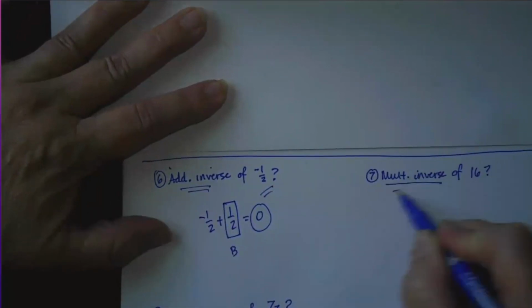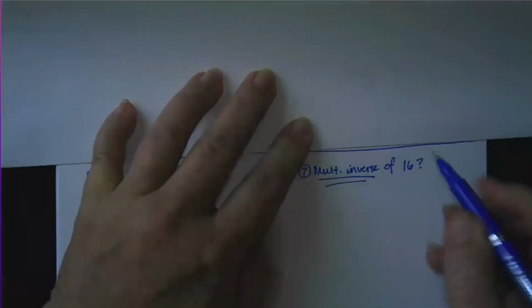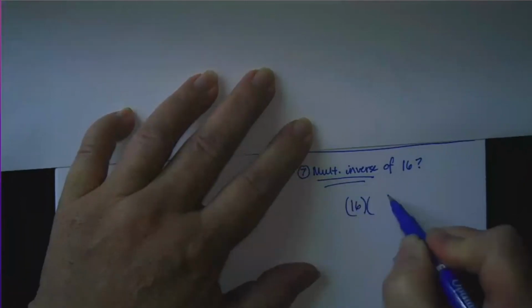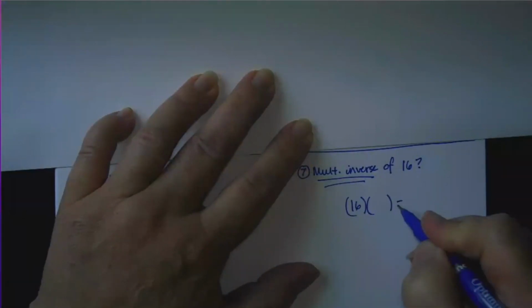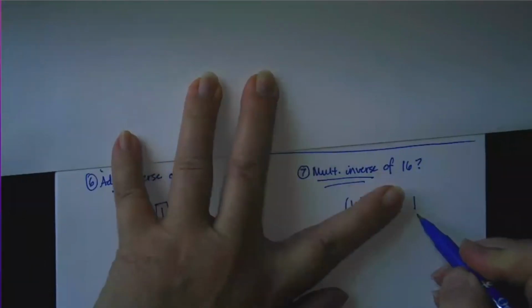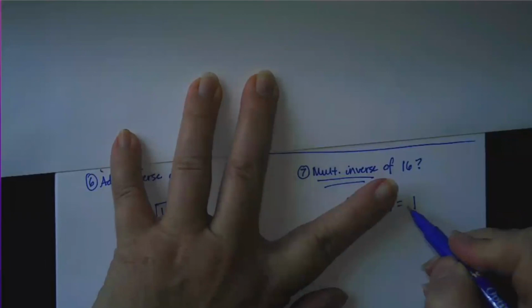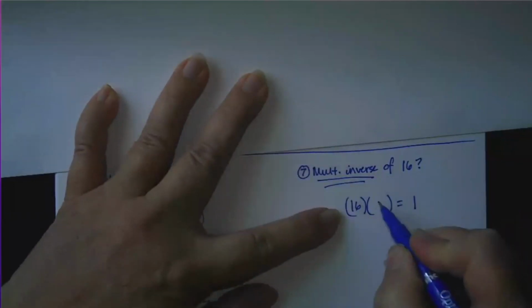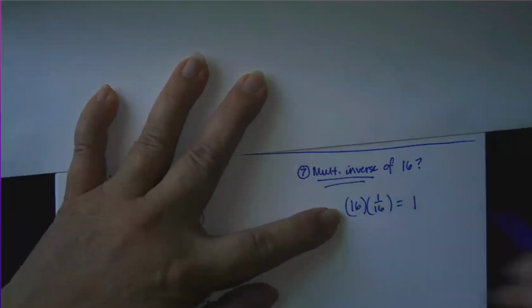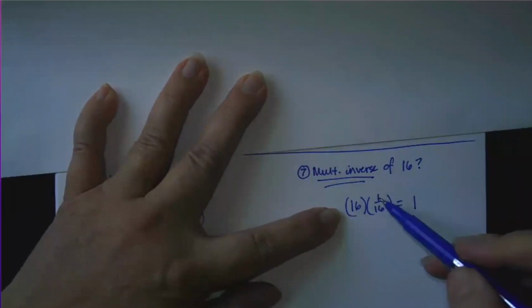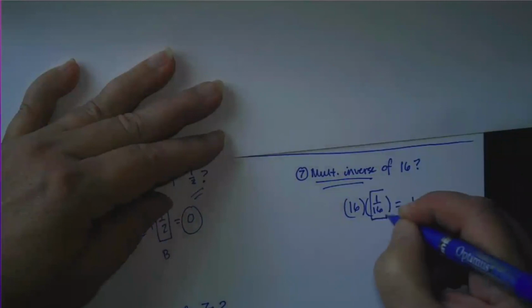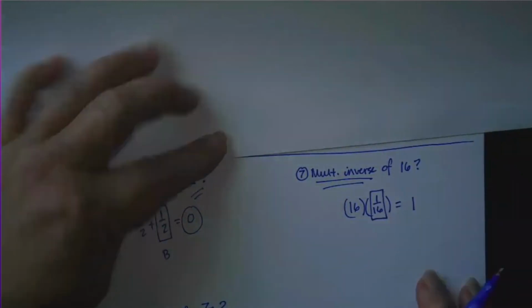Multiplicative inverse of 16. Okay, so this is asking me multiplicative. So I'm thinking of 16 times something that gives me 1, because 1 times anything gives me that anything. That's what I'm trying to get, is 1. So when I multiply 16 by 1/16, I get 1. 1/16 of 16 is 1. So this is the multiplicative inverse of 16.